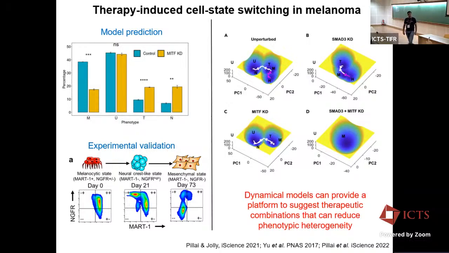Yes, Shaon. So maybe I missed this. So in your dynamical models, how do you introduce the drug in the model? So you reduce the production rate of the target.